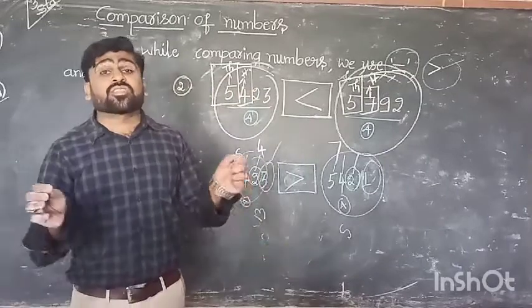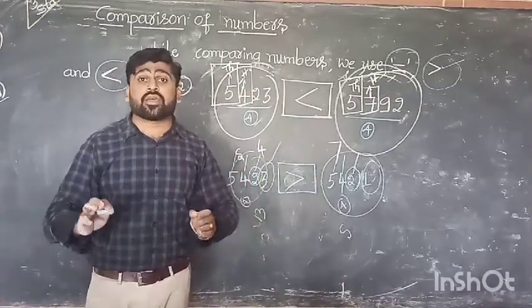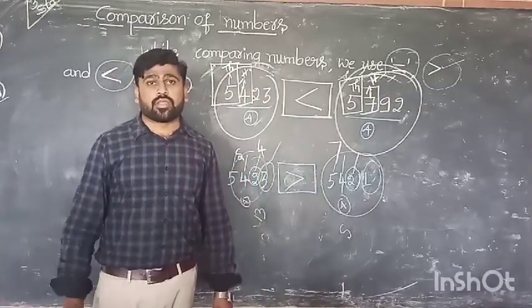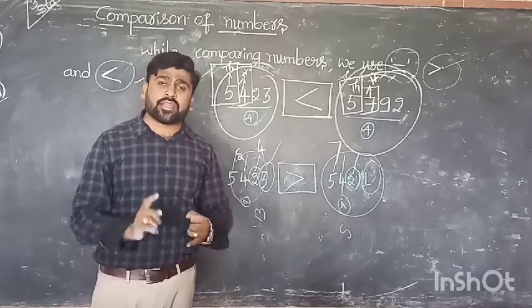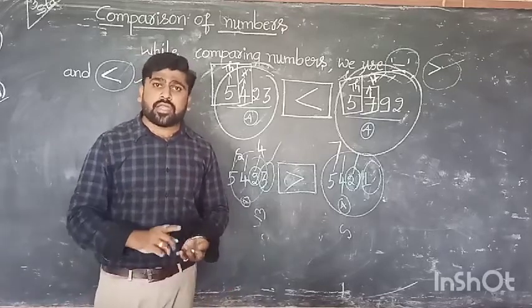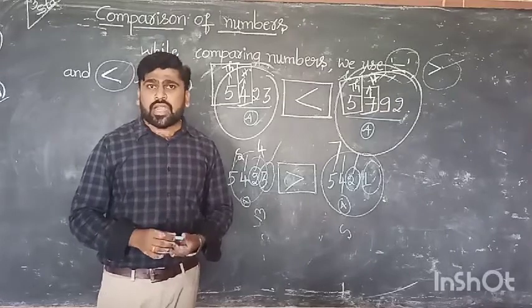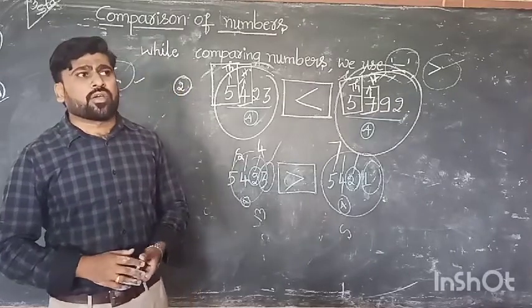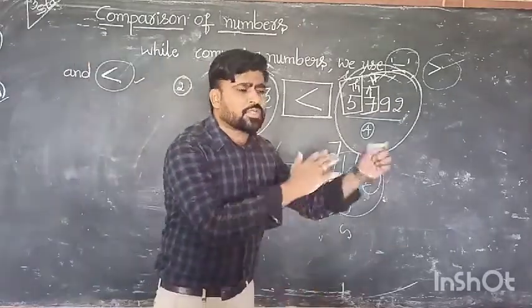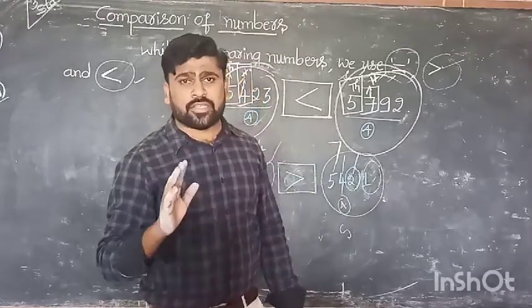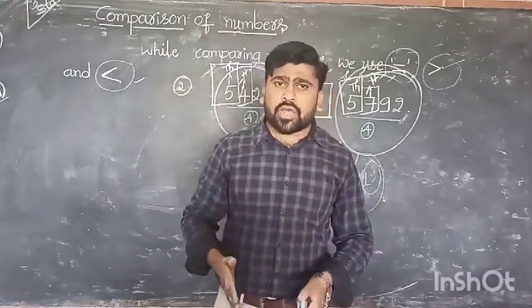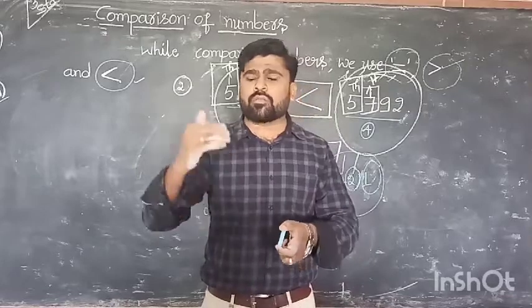Correct? Now this is the comparison of numbers. Like that, you have to use greater than, lesser than and equals. Regarding the comparison of numbers, we can arrange the numbers in two types. Arrange, nothing but orderly arrangement of numbers one by one.